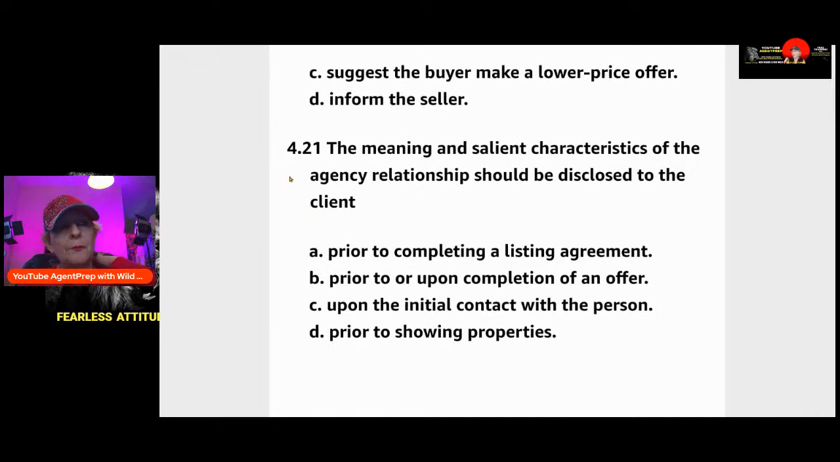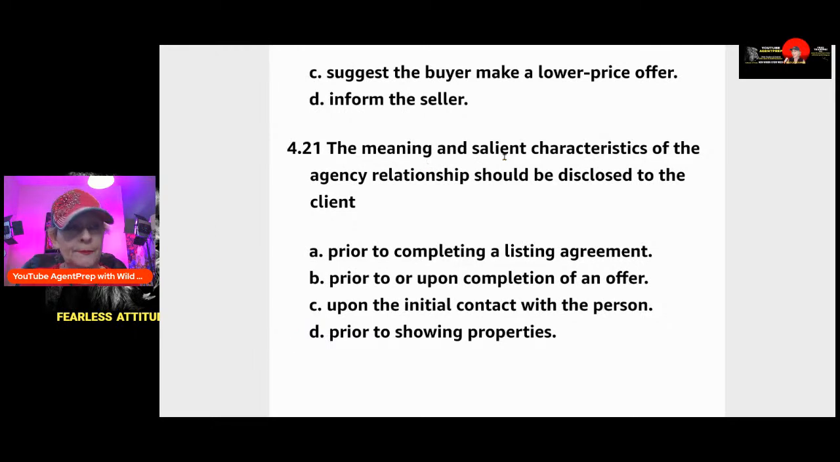21. The meaning and salient characteristics of the agency relationship should be disclosed to the client. Right? They're a client, not a customer, not a prospect. There's an agency relationship, right? They signed a document. A, prior to completing a listing agreement. B, prior to or upon completion of an offer. C, upon initial contact with the person. Or D, prior to showing properties.